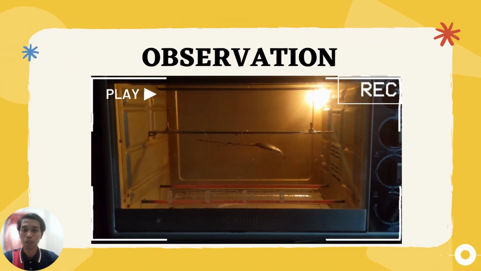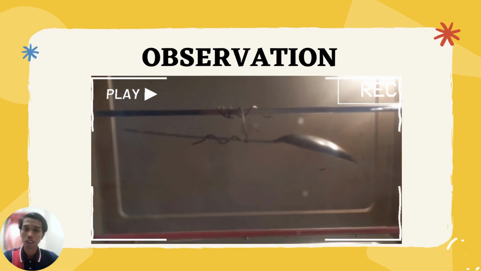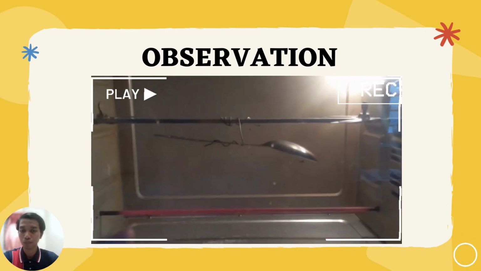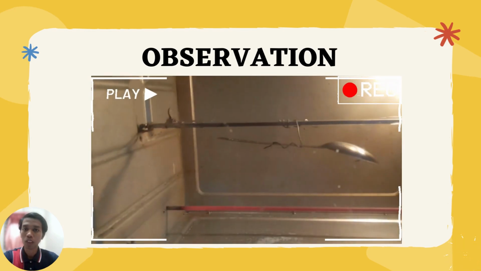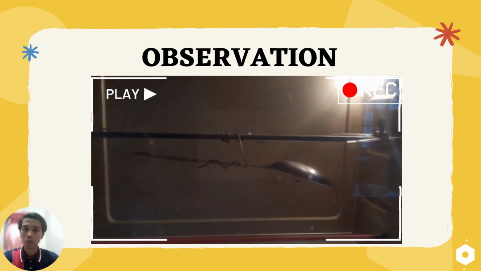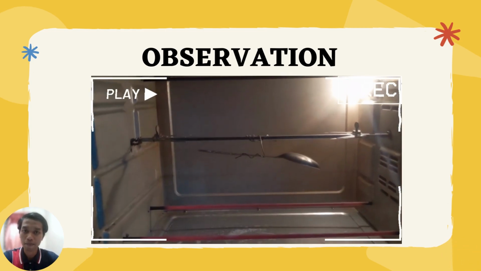As for this experiment's observation, which is heat transfer by radiation, as the oven heats up, keep a close eye on the spoon. You will notice that it begins to get hot. But why does this happen? This is where the magic of radiation heat transfer comes into play.